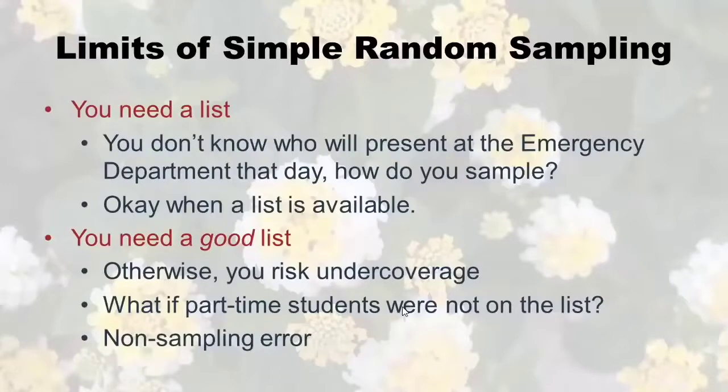So like if you were doing a study with students, what if they just left off the part-time students? Then you'd be missing them. So this is a great example of non-sampling error. And so if you're going to do simple random sampling, you do need a list, and you really want to research it and make sure it's the best list possible.